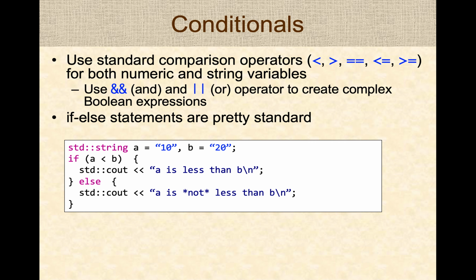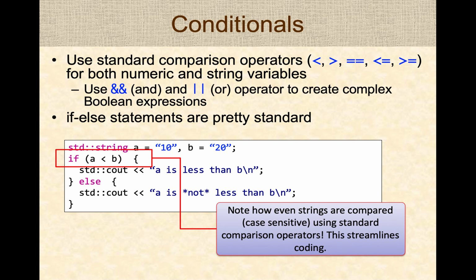C++ provides pretty standard conditional operations where you can do comparisons using less than, greater than, double equal to, less than equal to, greater than equal to operators. Note that you can also use the ampersand and or operators to create more complex Boolean expressions where they are needed. If-else statements are pretty standard, so you have an if block and an else block, and you can keep combining if and else blocks to create more complex logic.